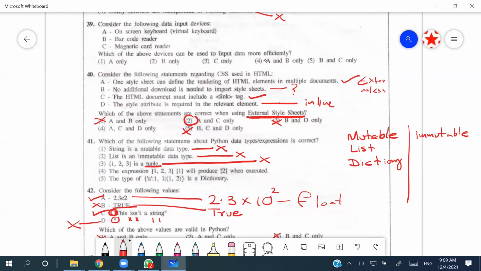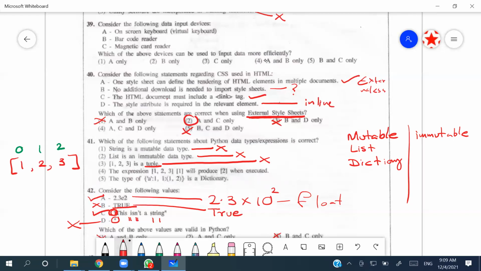The expression [1, 2, 3] with square bracket 1 will produce 2 when executed. Yeah, now 1, 2, 3 delimited by these square brackets is a list, right? So it's going to have the indexes as 0, 1, 2. So when you have something like this, it can produce 2, right? So it's kind of a correct one.